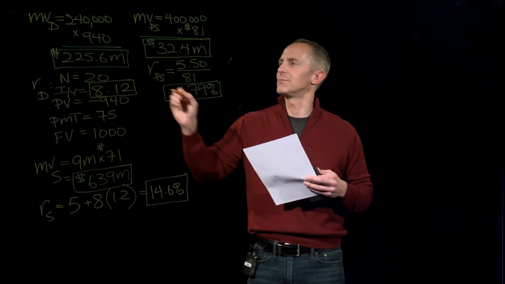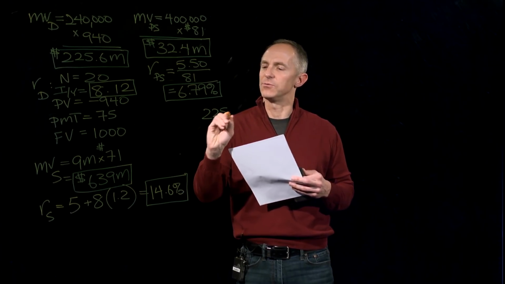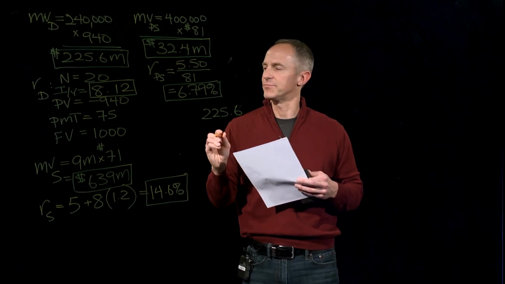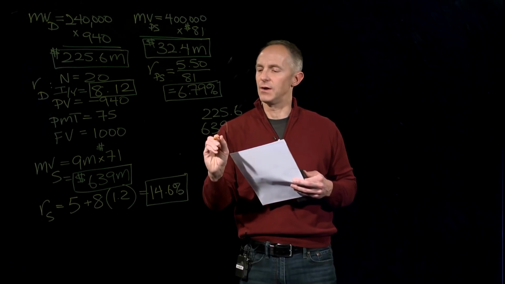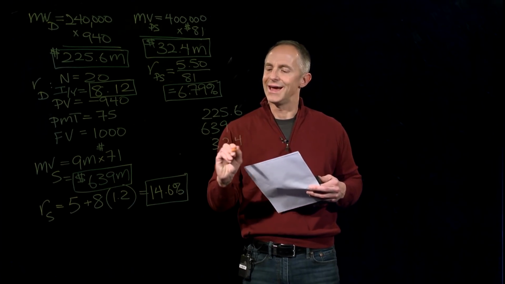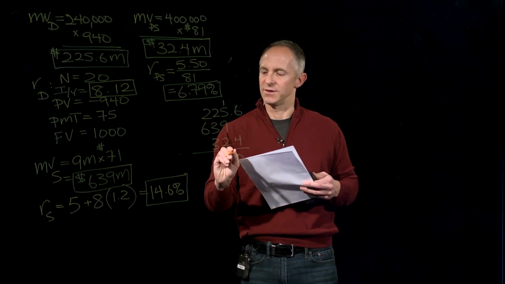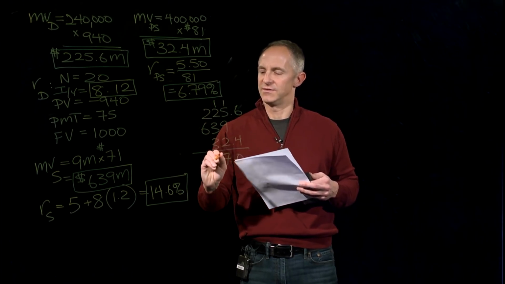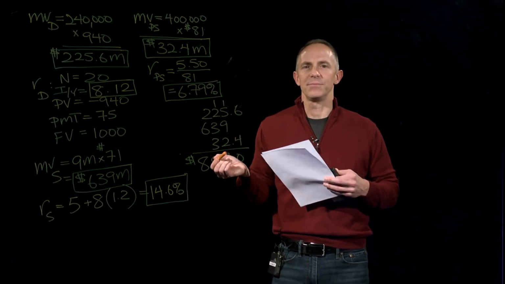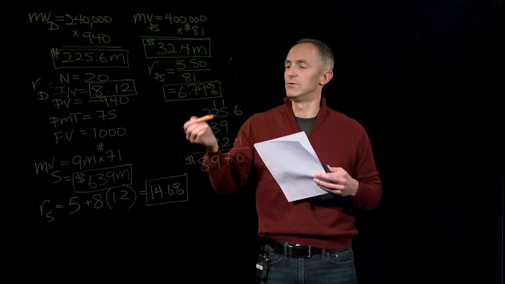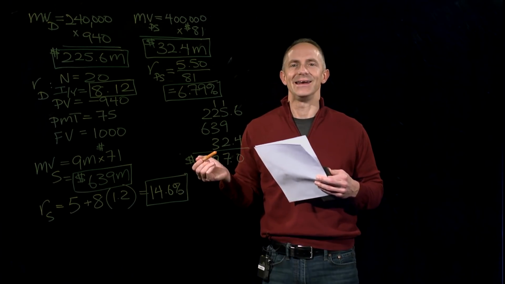So what I'm going to do here is add up all of these market values. I'm going to take the market value of the debt, which we said was 225.6, the market value of the common stock, which was 639, and the market value of the preferred stock, which is 32.4, and add all these together. So the total market value of the company's capital structure is the sum of the market values of debt, common stock, and preferred stock, and that gets us a total of $897 million.